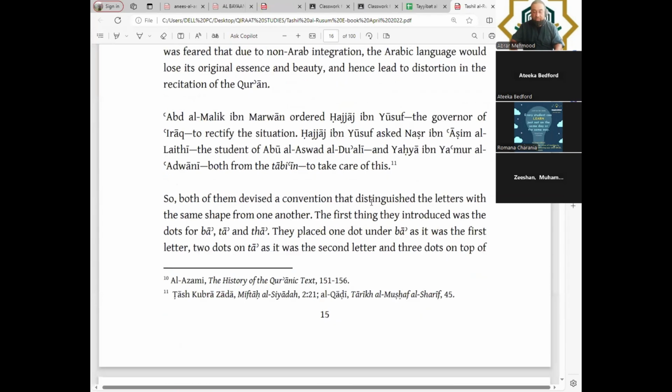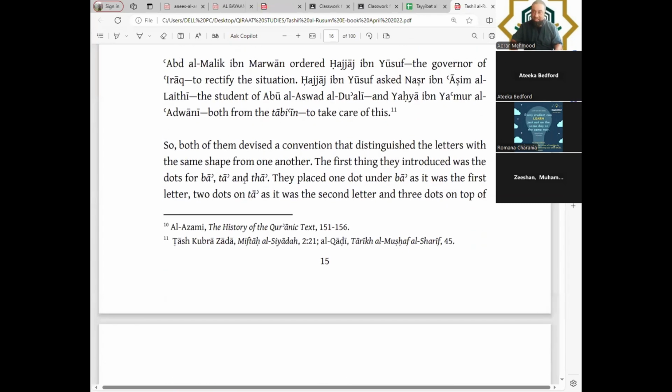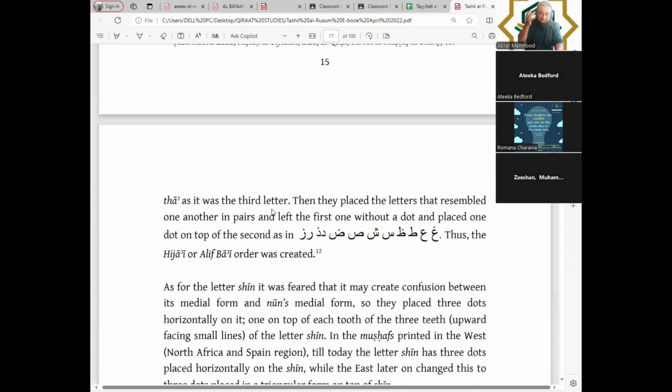Ba and Tha. Again, I mentioned that earlier. Dots were there on these letters already, but how did it come about? Ba being the first one, so 1 dot on that, 2 dots on Ta being the second, and Tha being the third one, so putting 3 dots on that. So how unique, and subhanAllah, look at the thinking behind how they're putting the dots.